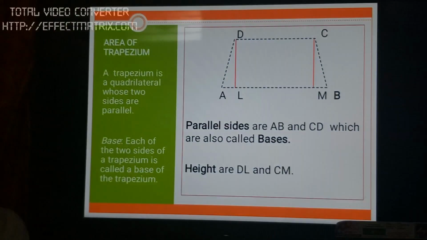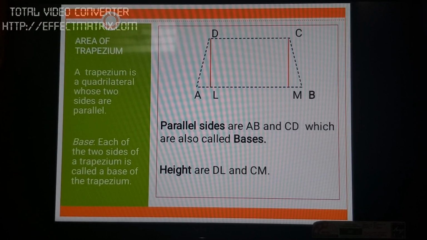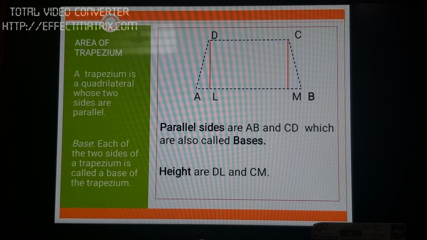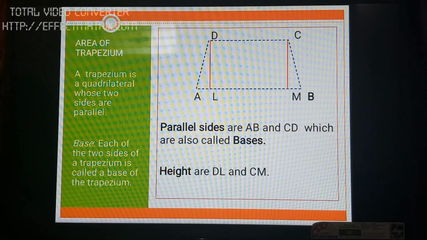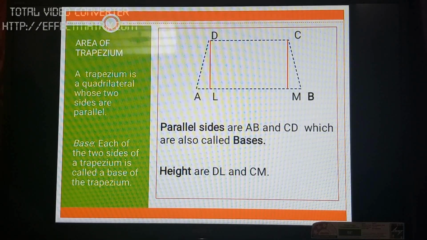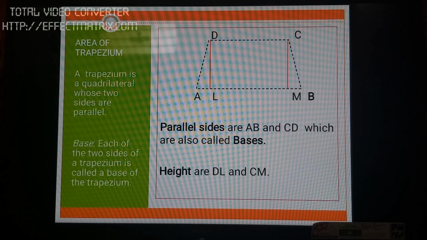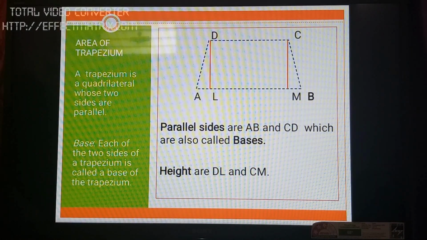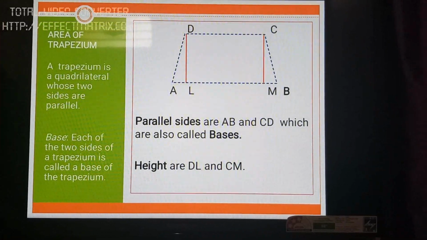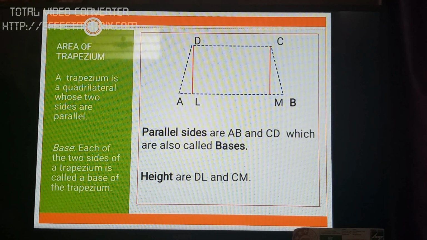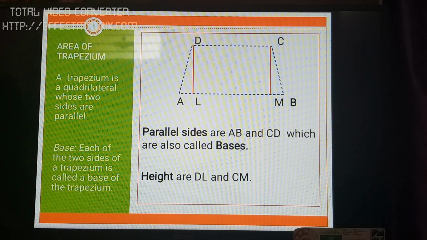Now we are moving to our topic for this class, that is to find the area of a trapezium. We are well aware that a trapezium is a quadrilateral whose 2 sides are parallel. Here a figure is mentioned, that is ABCD, where AB is parallel to DC. AB and DC, which are the parallel sides, are called bases, and its heights are DL and CM. DL is the altitude from D to the side AB.